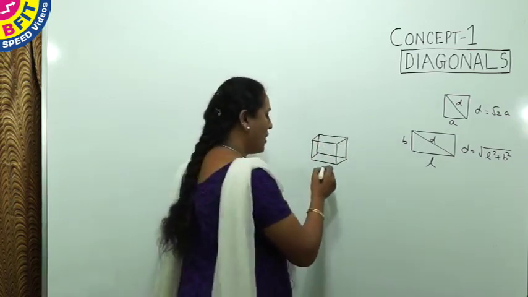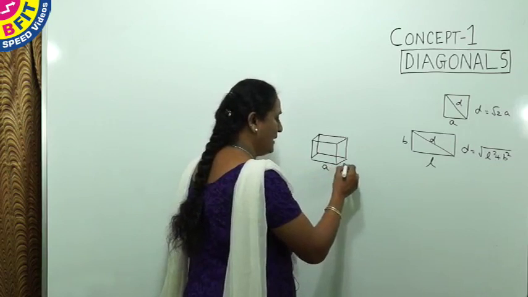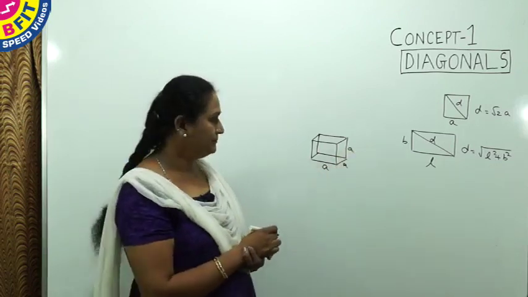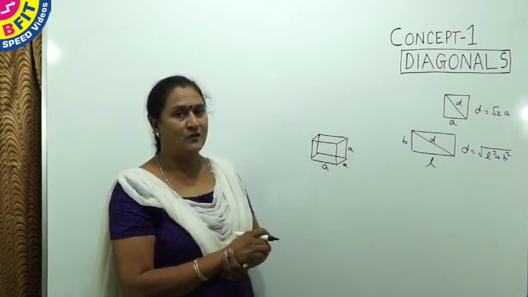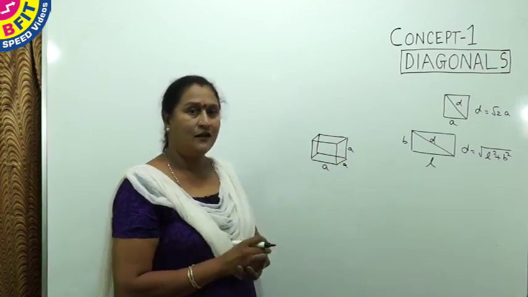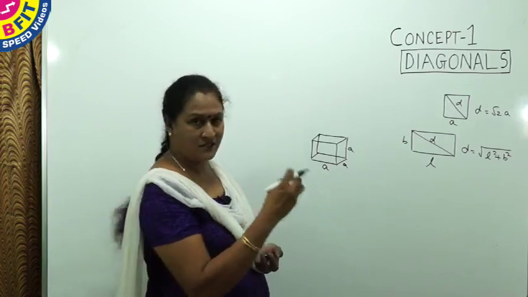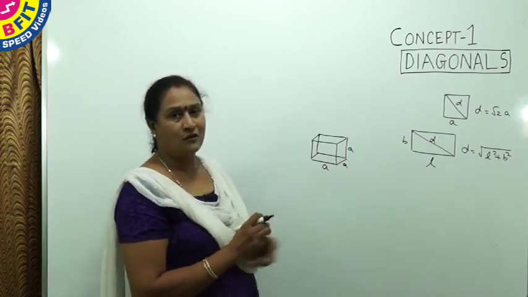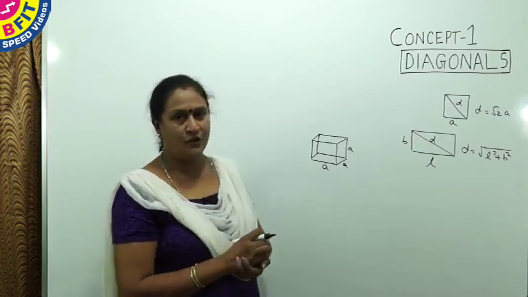For this all sides are the same: length, breadth, height. An example of a cube is a die or an ice cube. We can imagine an ice cube or a die for a cube. And how to calculate the diagonal length for a cube?